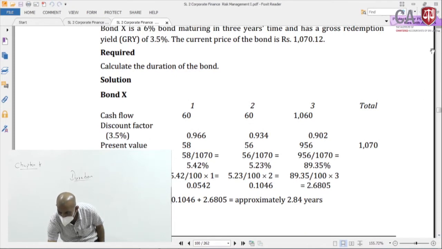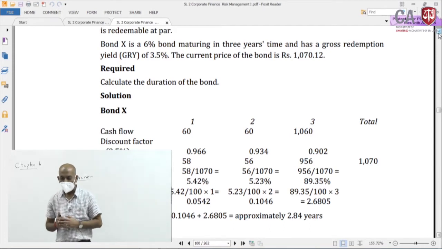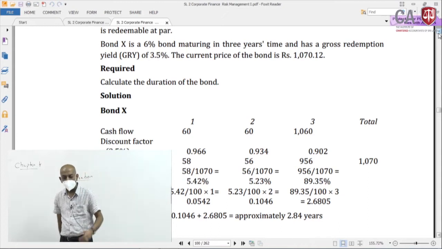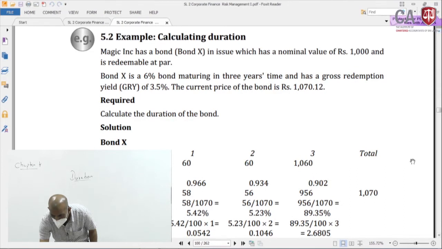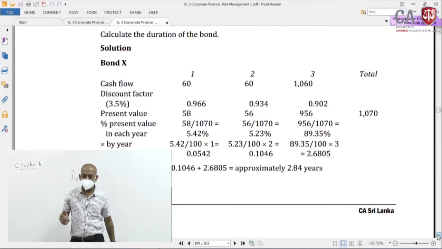Bond X is a 6% bond maturing in 3 years' time and has a gross redemption yield of 3.5%. Current price is 1070.12. So it's a 3-year bond and 6% is the coupon rate. You can see that 1000 rupees nominal value, they have not mentioned clearly, but it's understood. Generally, even if they don't mention it, you can look at it. I think it's mentioned: 1000 rupee nominal value, redeeming at par value.